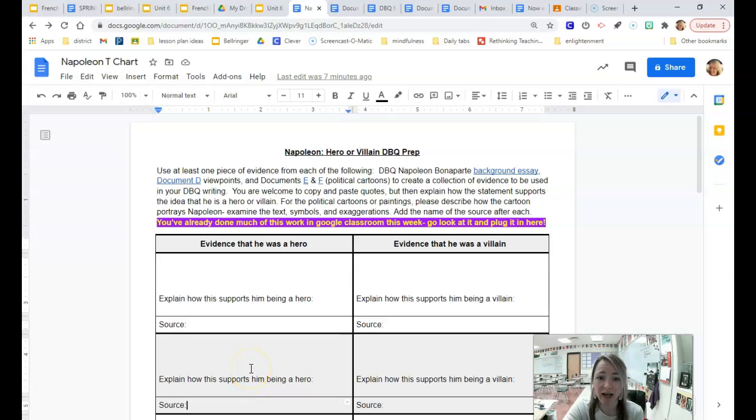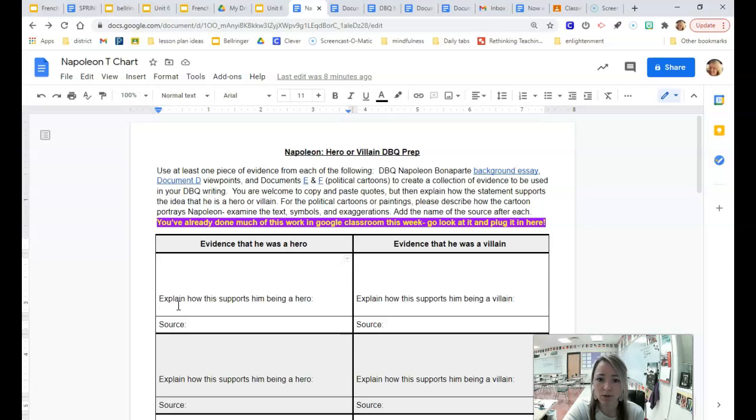All right, so today, a lot of the stuff that you are doing today, you've already done a lot of this work in Google Classroom this week. All you need to do is go look at it and plug it in here. All right, so for each one, you can cut, copy, and paste quotes, but then you have to make sure you explain how it supports them being a hero or a villain.